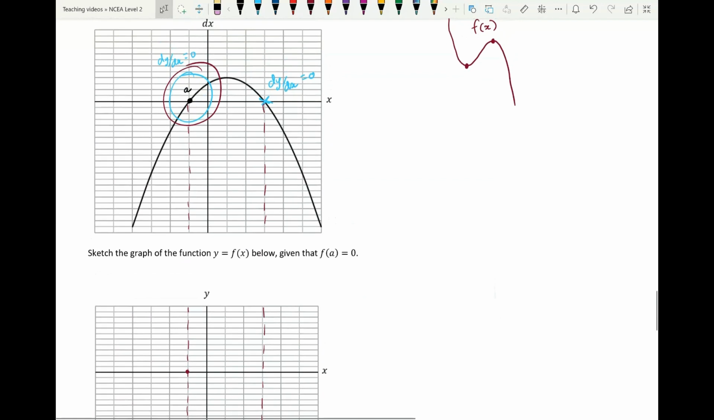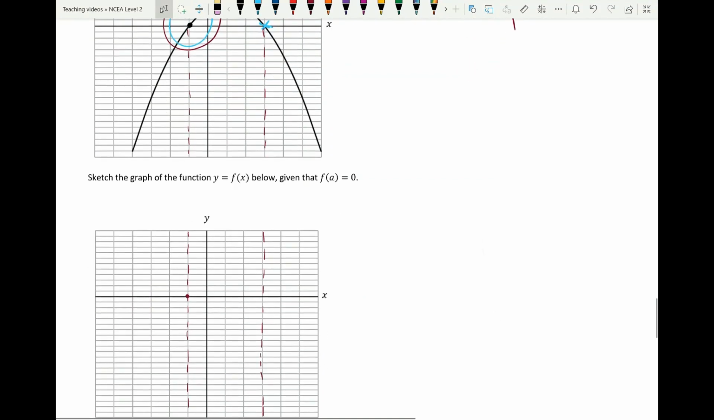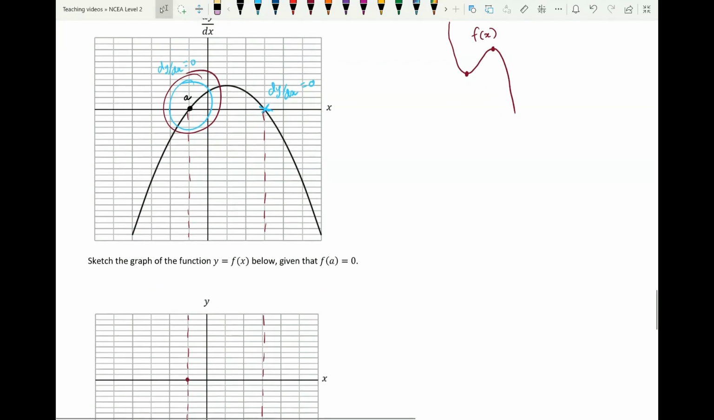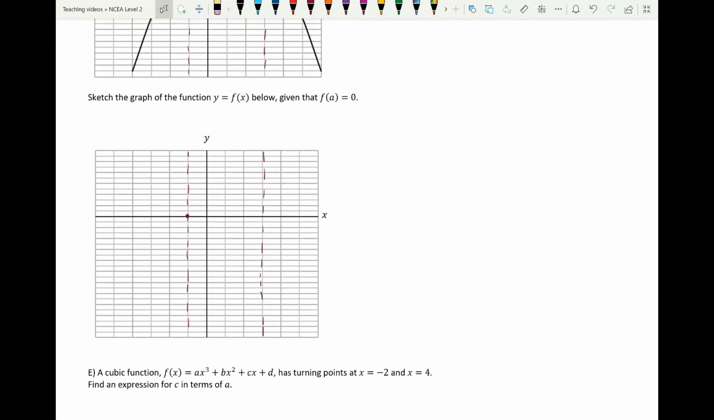Okay, so that's all the information we need, really. We can draw that turning point. Now, because, again, that is the local minimum, the other one, further to the right, must be the local maximum. So I've got to put that above. Now, we don't have too much room, so we'll go nice and high with that.